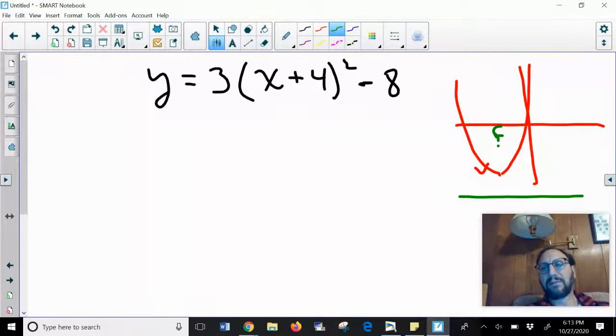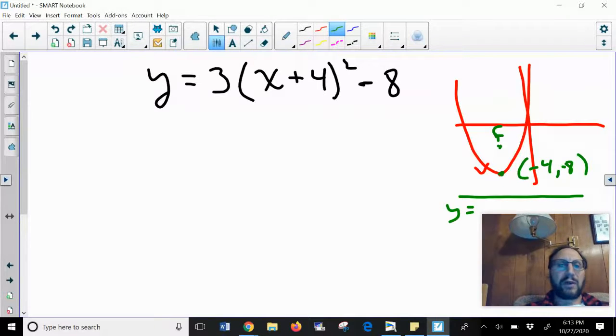directrix is over here. So what we're going to be looking at is going p-value, p units up to the focus and p units down to the directrix, which is going to be y equals something. So I think that knowing that fundamental about what I'm looking for is important to start with.